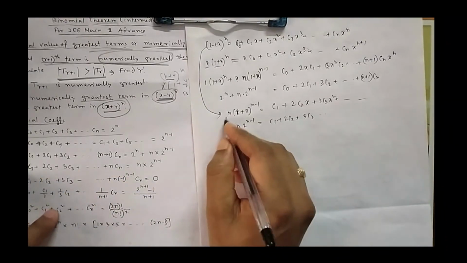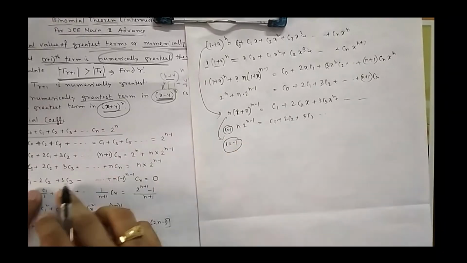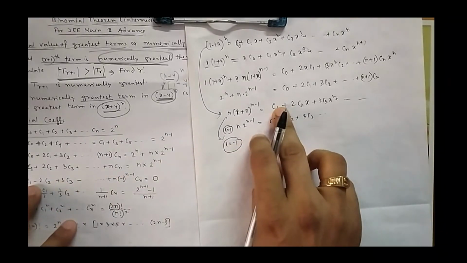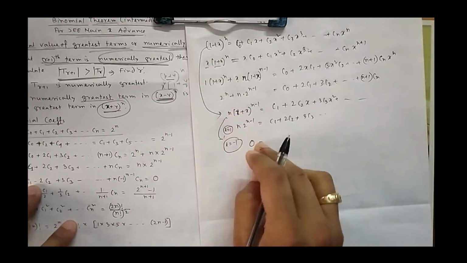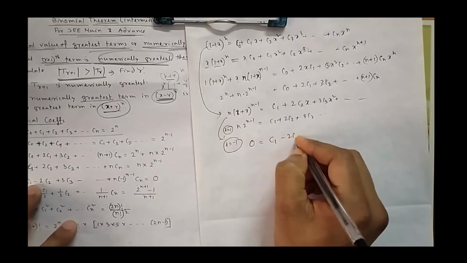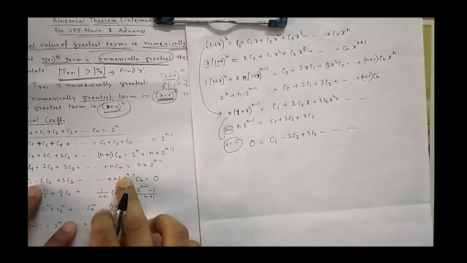So now if you put x equal to 1 here, and if you put x equal to minus 1, then the third one will come in, because you will see plus, minus, alternating. So if you put minus 1, it is 0. If you put minus 1, C1 minus 2 C2 plus 3 C3 minus, so it will be alternating. You will get this answer.